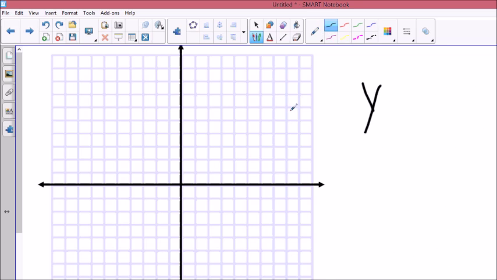Let's look at y is greater than or equal to x plus 3. Now my first step is to draw a graph of that line. Pretend that it says y equals x plus 3.